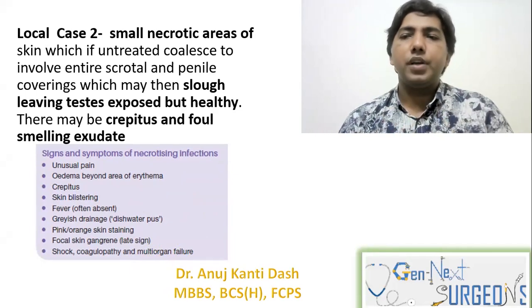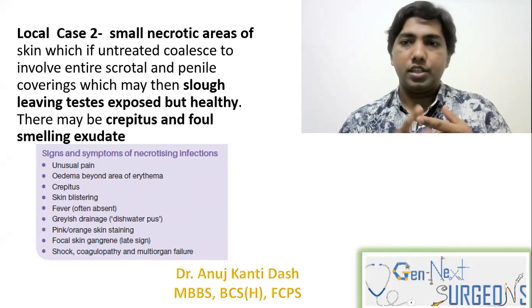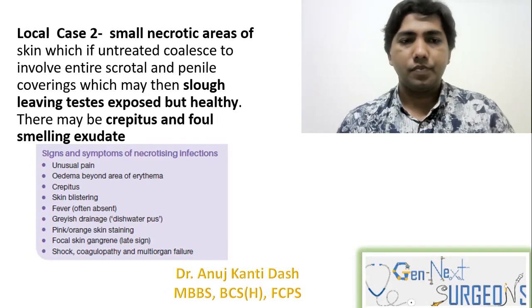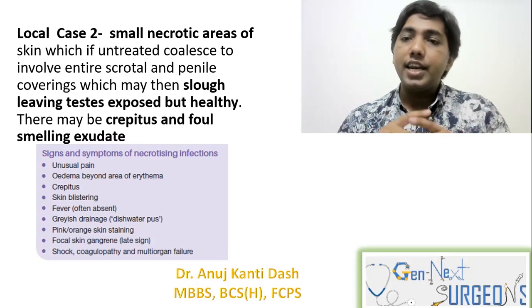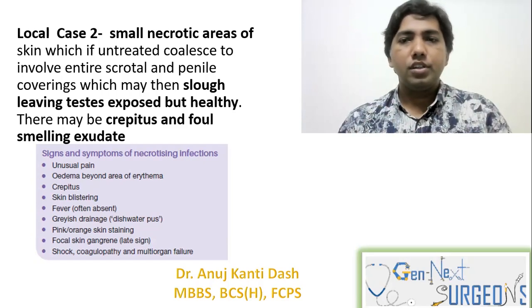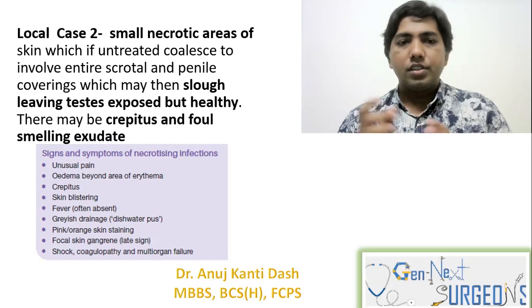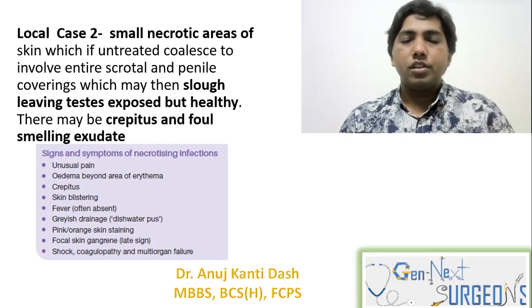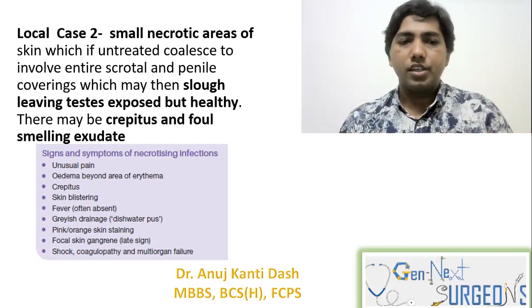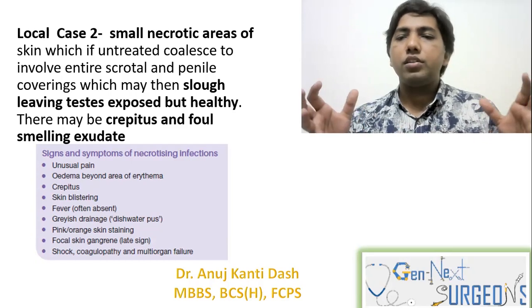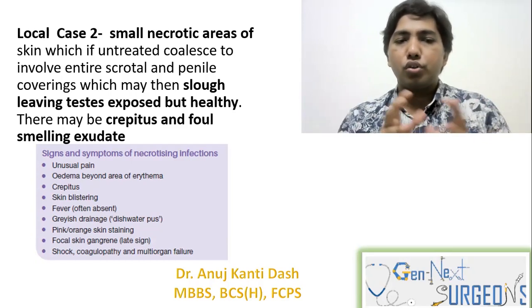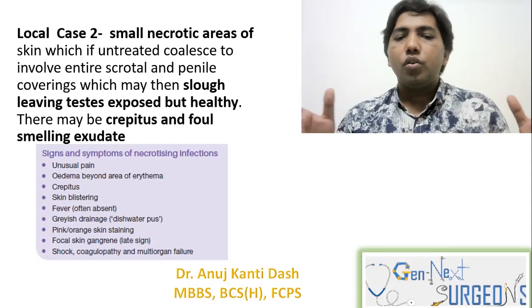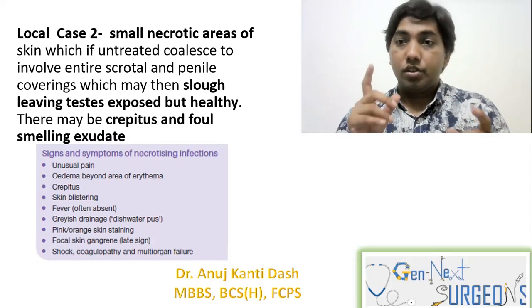There will be unusual pain. So in the history, you need to mention that there is unusual pain. I have mentioned previously: edema beyond the area of erythema. Important point. Crepitus, skin blistering, grayish discharge or dishwater pus. There may be pink or orange skin staining, or focal skin gangrene, or shock, or features of coagulopathy, or multiple organ failure. So those are things you need to know.